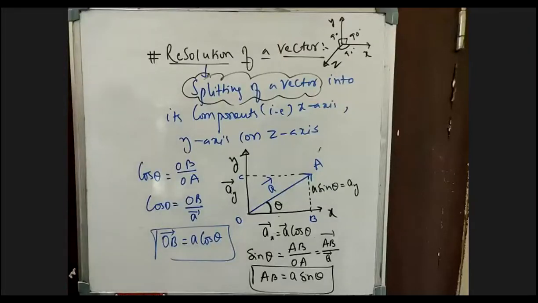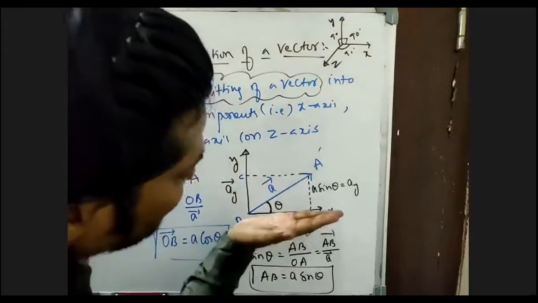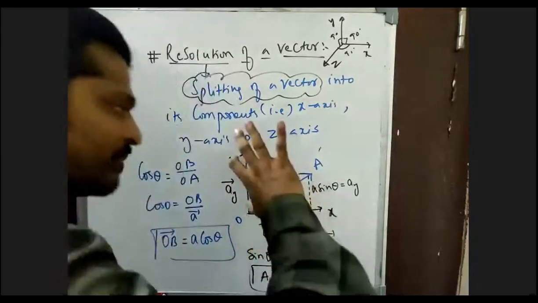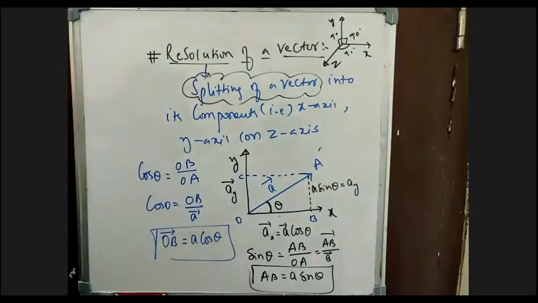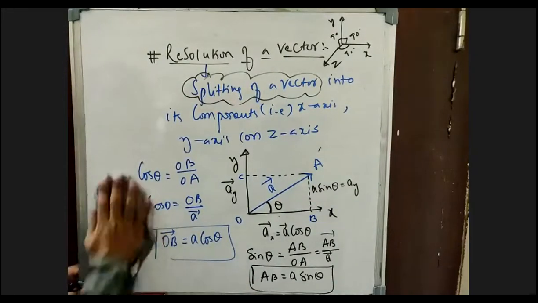Is the resolution of your vector clear? Yes. So now make it very clear that whenever a vector makes an angle theta with the x-axis, that side is cos theta and the perpendicular side is sin theta. So let us go for the next application of this, faster.